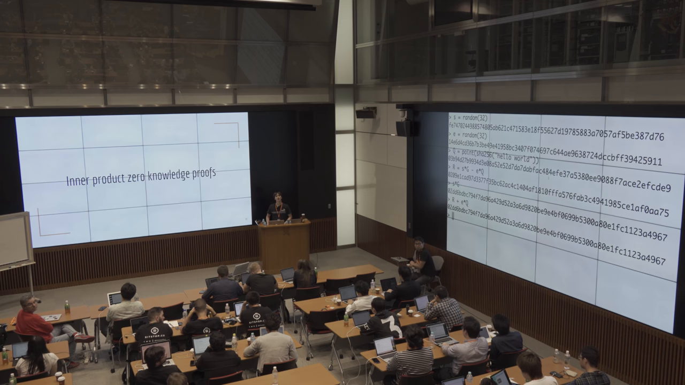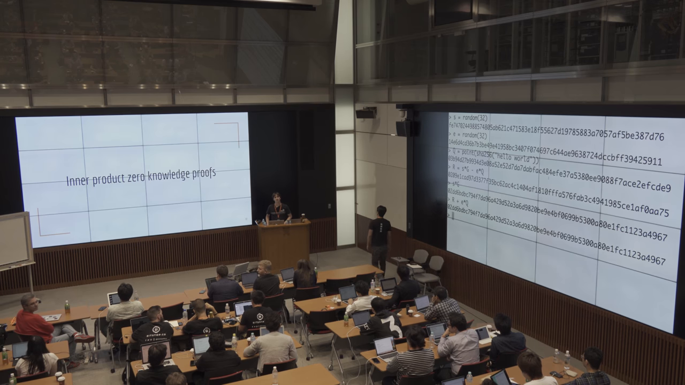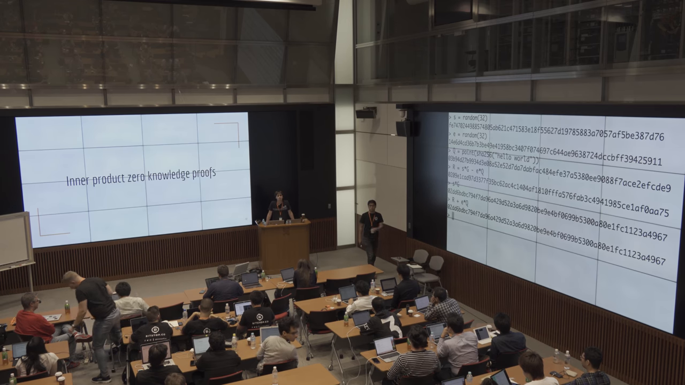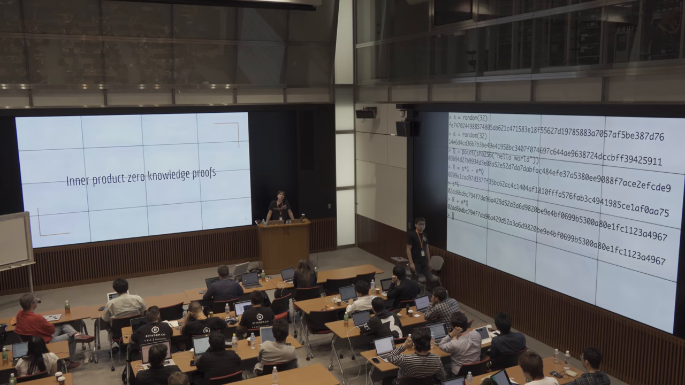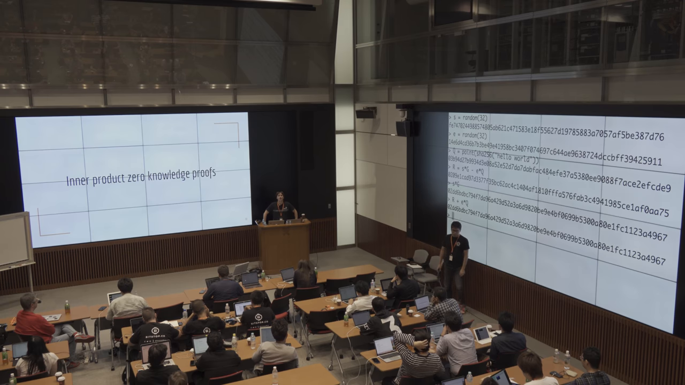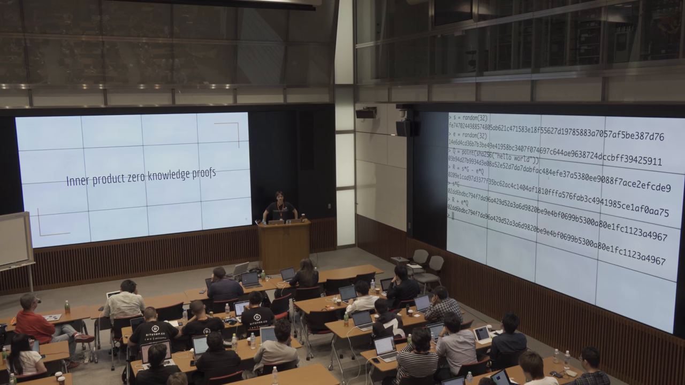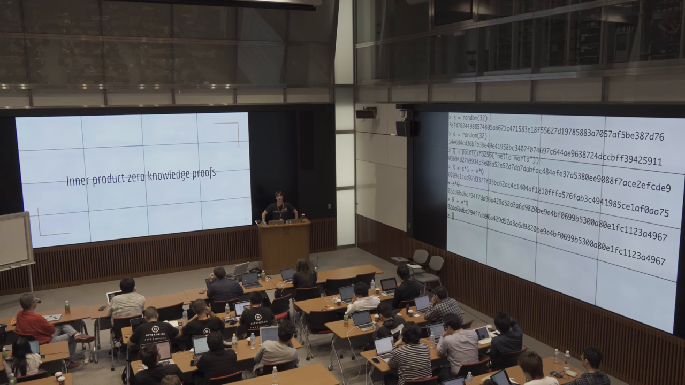So, because these are theoretically hiding but not theoretically binding. Well, it's binding in the same manner that a private key is binding. So if I can come up with a new private key corresponding to your public key, which is possible, right, it's very hard, then if I can do that reliably, then we have a lot of big other problems to solve before we even care about that.